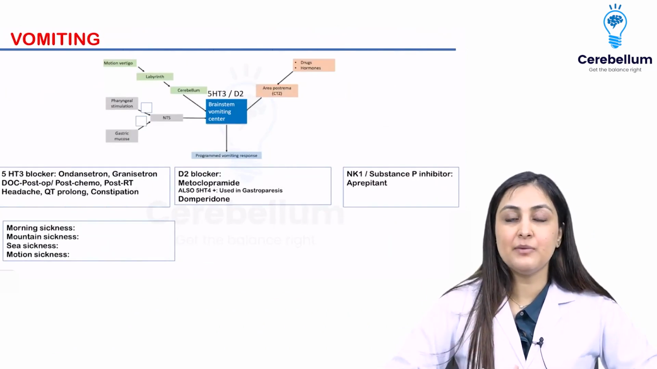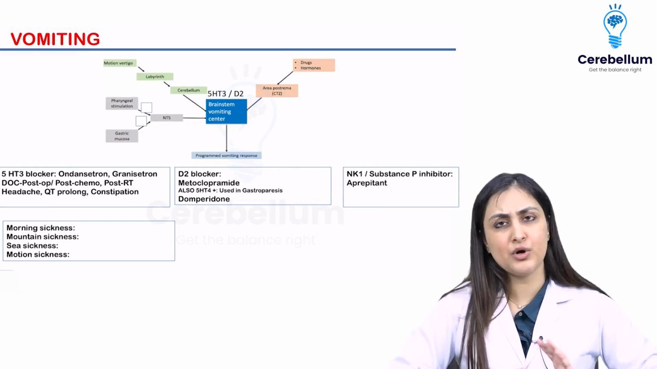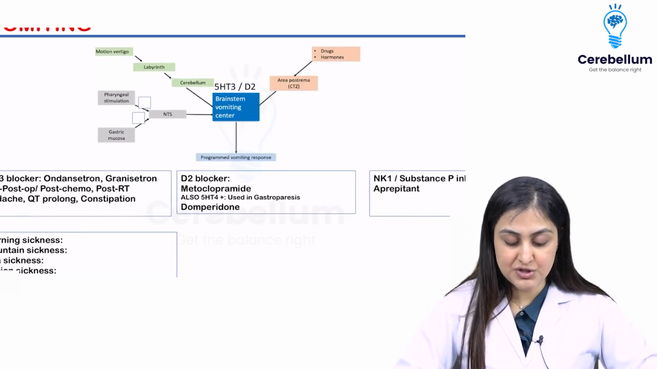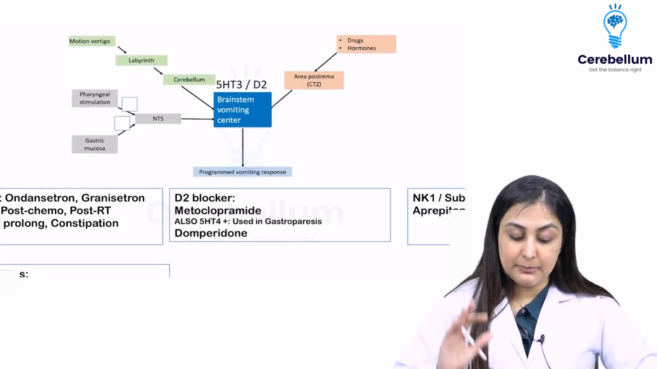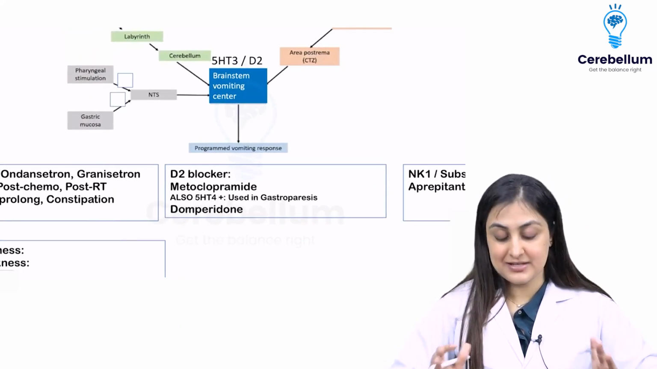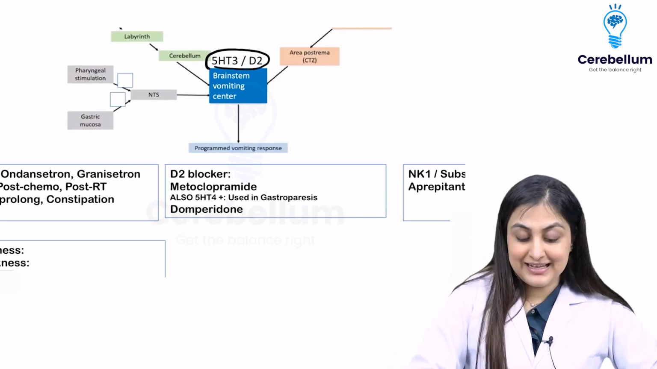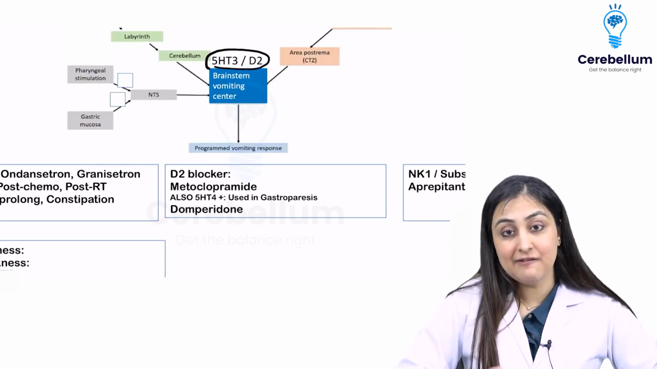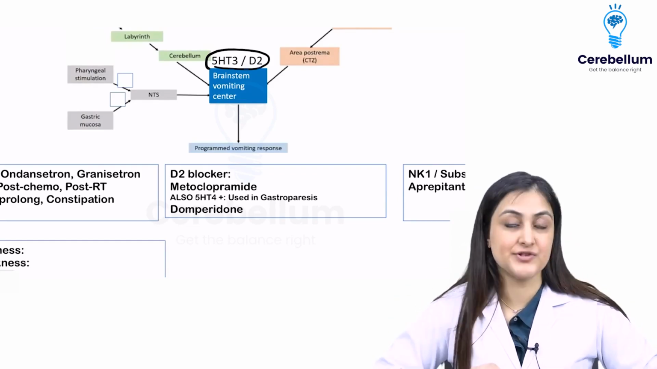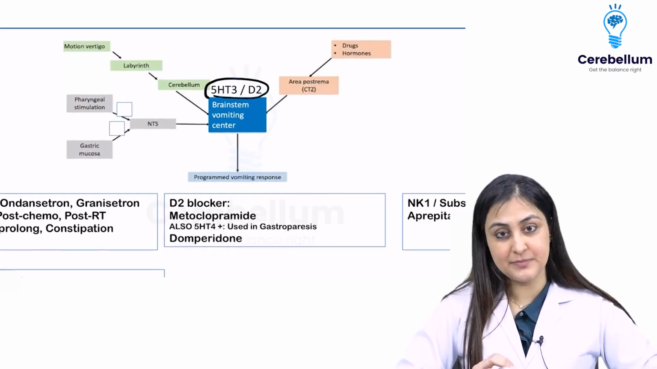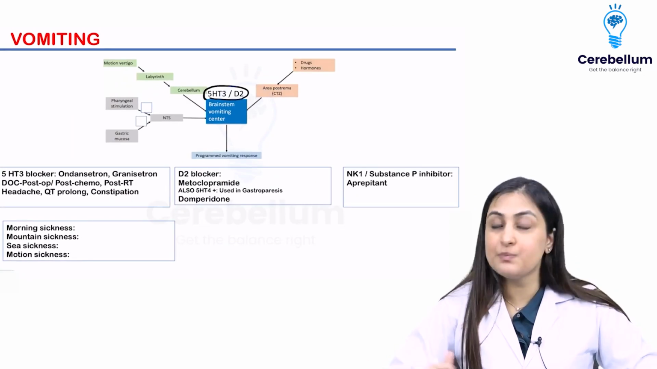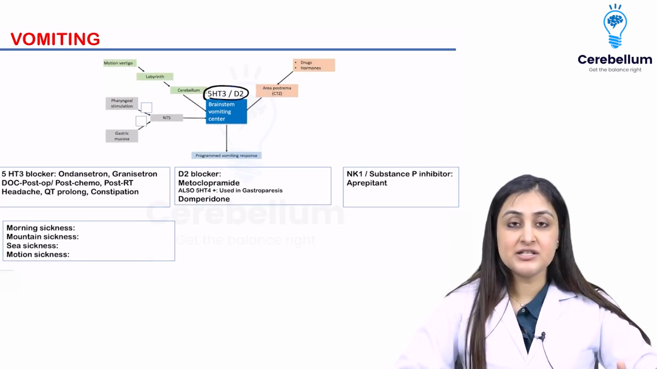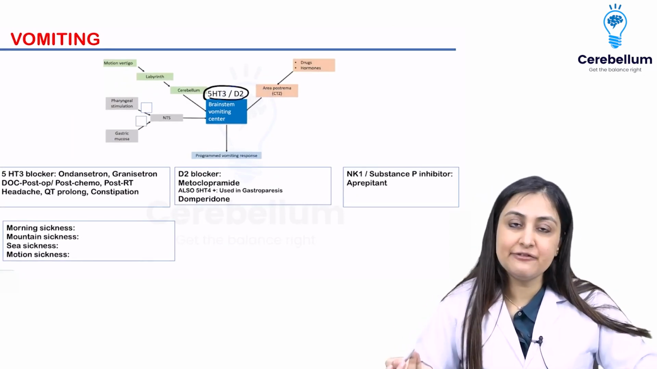Finishing off GI pharma altogether, vomiting, again very important. Let's just finish the physiology also. The brainstem vomiting center is what regulates the vomiting response. Here the main receptors that you have are serotonin and D2 receptors, 5-HT3 and D2 receptors. So what I can do is just block these, isn't it? Whatever the stimulus, it will be blocked, just like giving PPIs.